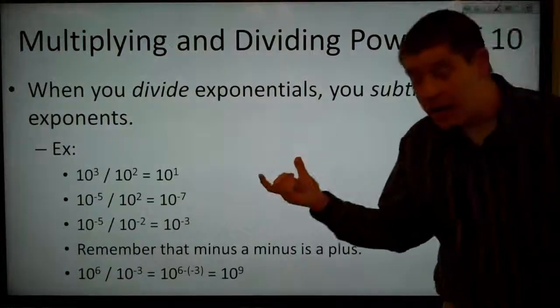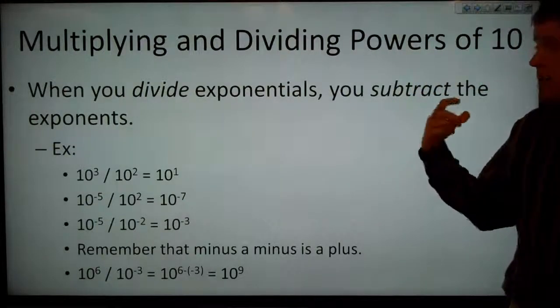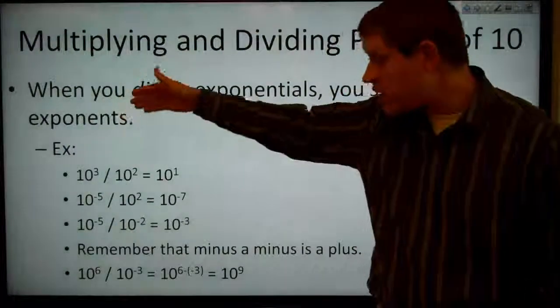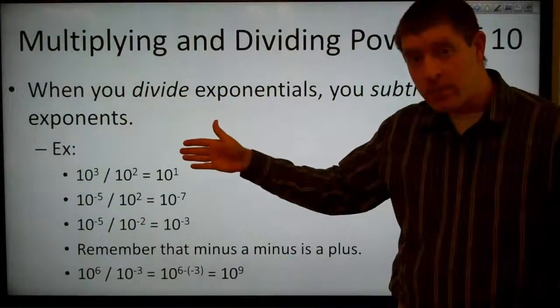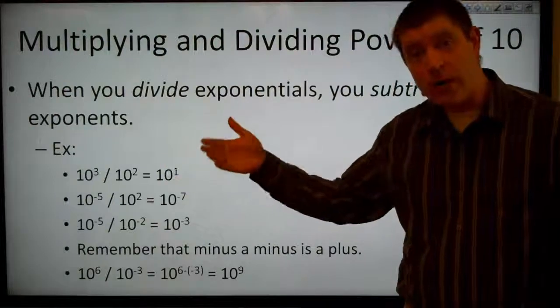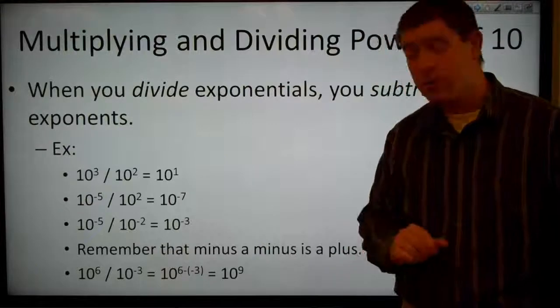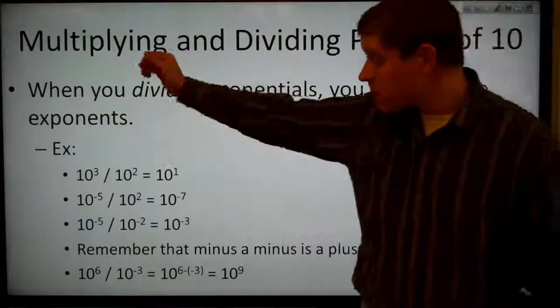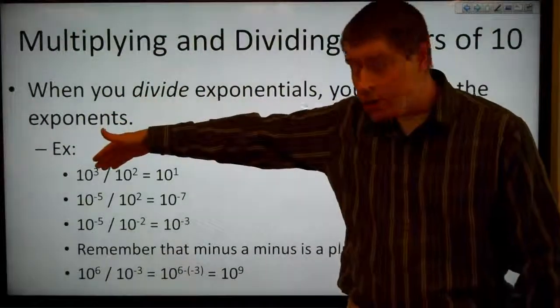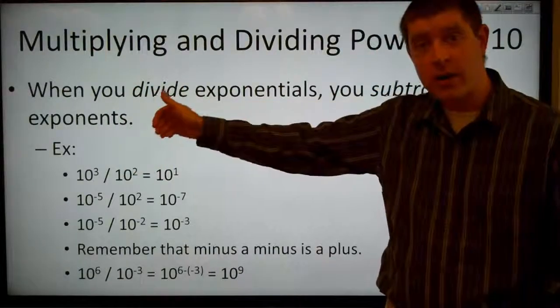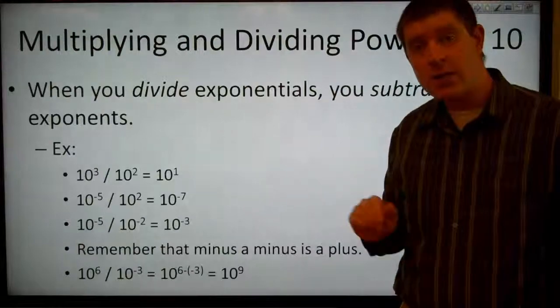When we divide exponentials, you subtract the exponents. So if we have 10 to the 3 divided by 10 to the 2, we're subtracting, so 3 minus 2 is 1. Our answer there is 10 to the 1. This works because 10 to the 3 is 1,000, 10 to the 2 is 100, and 1,000 divided by 100 is 10, that's 10 to the 1.